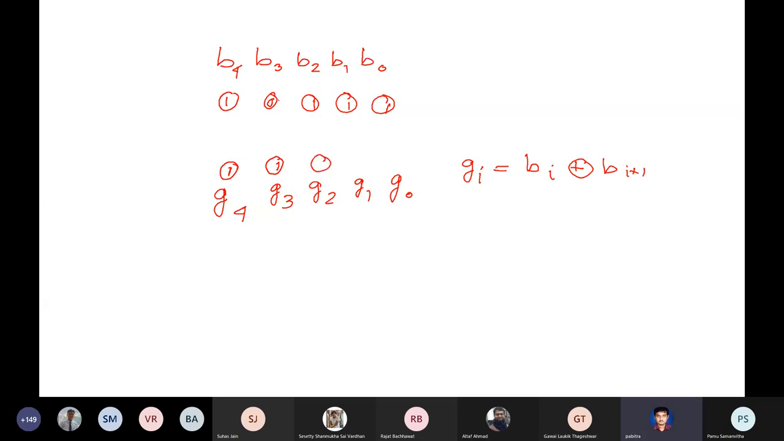G2 will be XOR of B2 and B3, which is again 1. G1 will be XOR of B1 and B2, which is 0. And G0 will be XOR of B0 and B1, which is again 0. So this will be the gray code. So very simple rule. You just XOR them to get this. Very simple. Very simple circuit wise also.